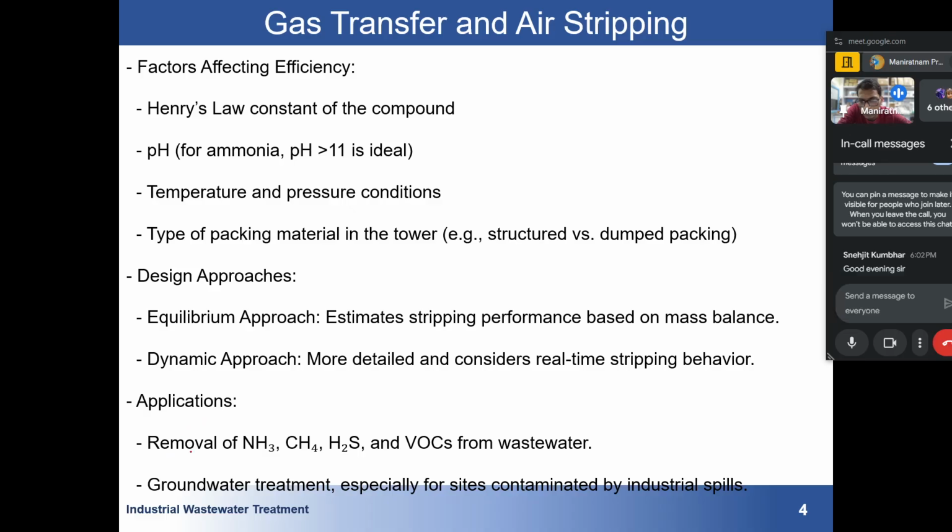Then we have applications. Several questions and examples have been shared, and the most discussion was focused on ammonia. Then the other gases: VOCs, volatile organic compounds, can also be removed in wastewater treatment, especially for sites contaminated by industry. So gas transfer and stripping is used in groundwater treatment for sites affected by industrial spills.